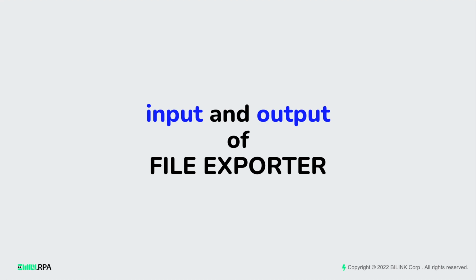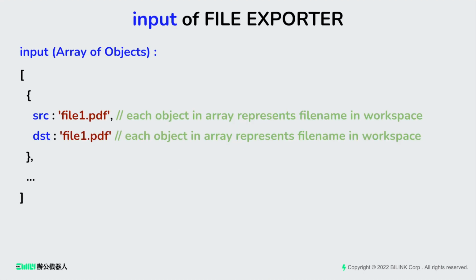Next, we need to learn how to use the input and output of the File Exporter module and how to write the code. First of all, the input of File Exporter module. The input of File Exporter module is an array of objects. Emily will automatically organize all the files in the current workspace into variable input, so each object in the input array represents a file in the workspace.